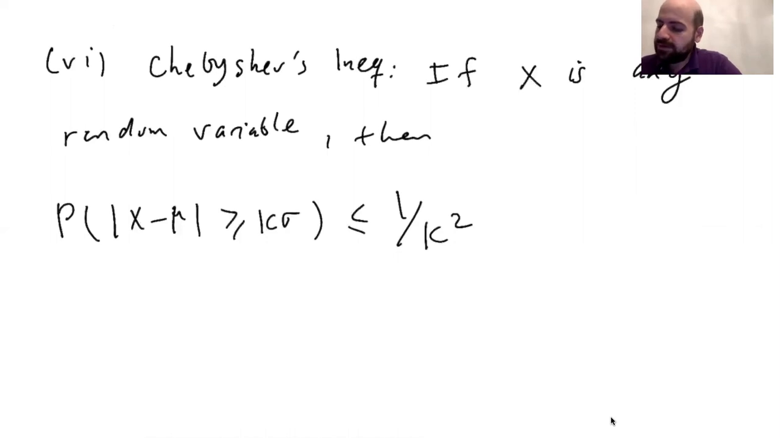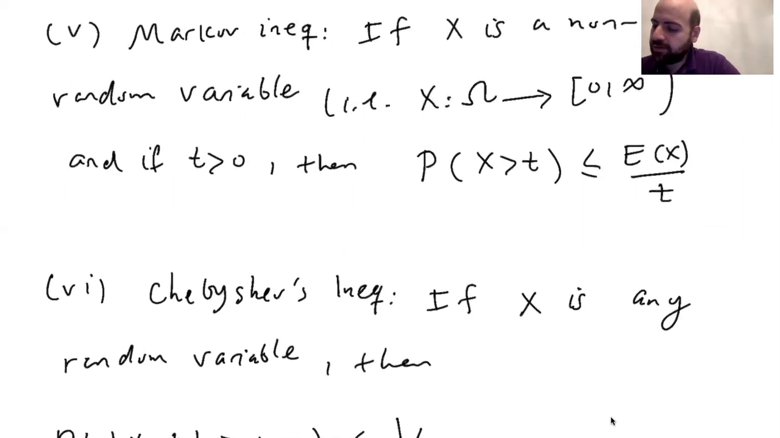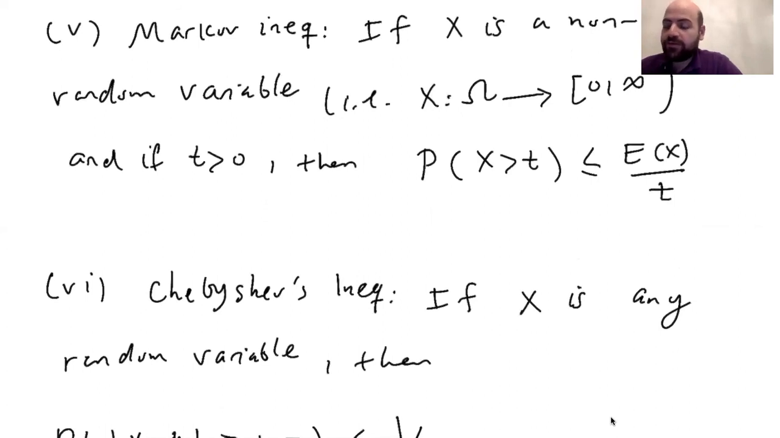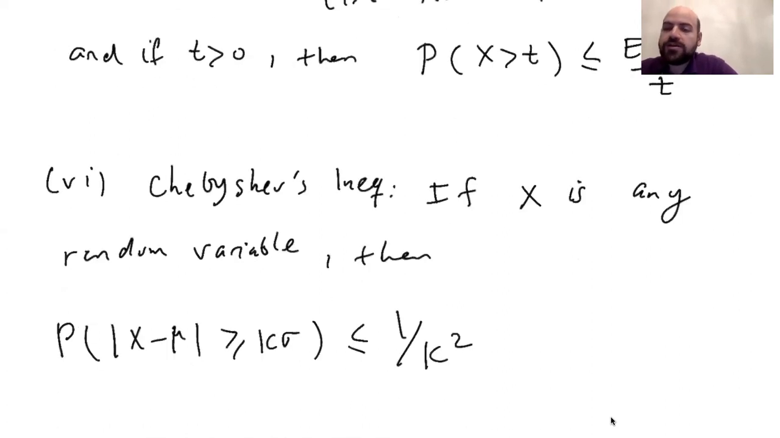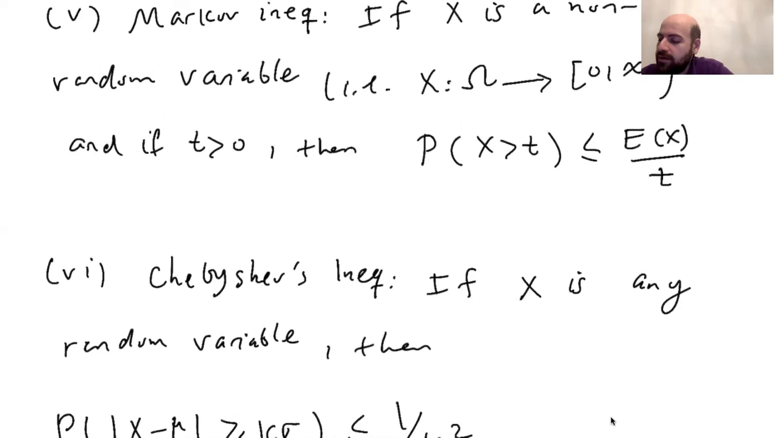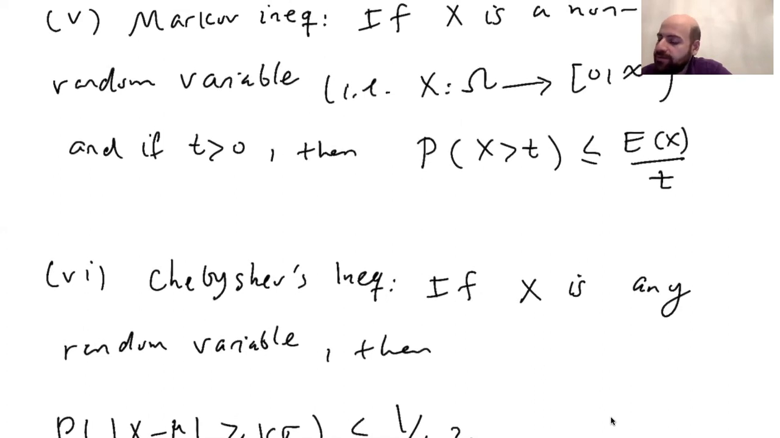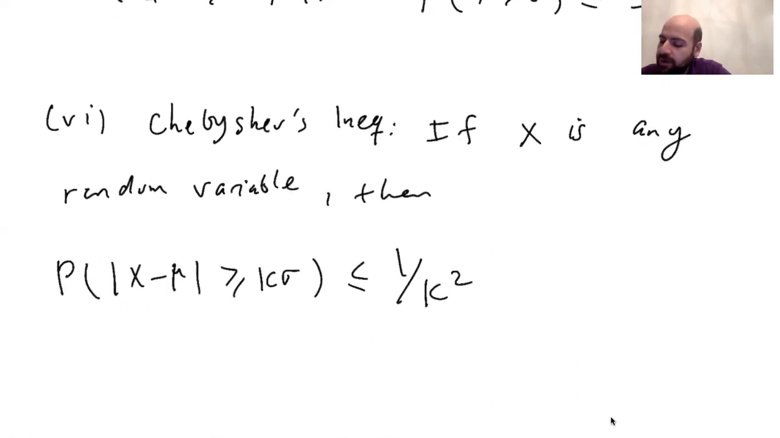So look at these two inequalities. Well, these are true for any, of course, Markov for any non-negative random variable and Chebyshev for any random variable. So we are not specifying whether we need, for example, binomial or Bernoulli or whatever. So any random variable can be replaced here for these results. Now, what are they saying? So for example, look at this one, probability of absolute value X minus mu bigger than K sigma is less than 1 over K squared.